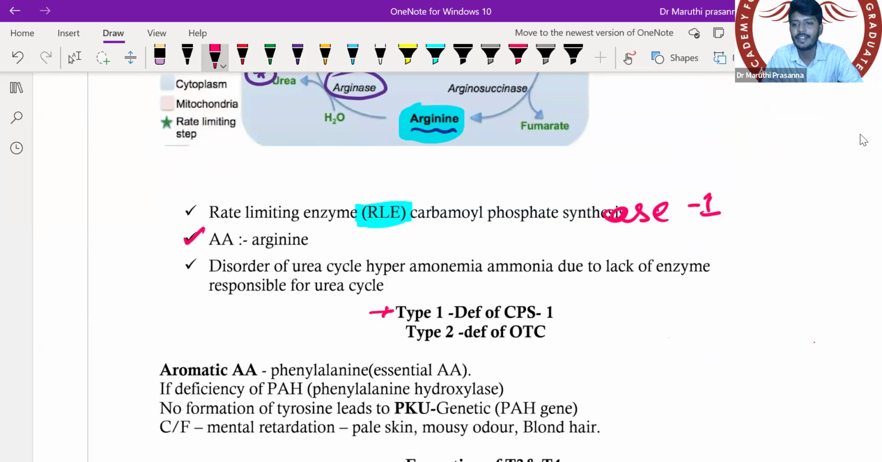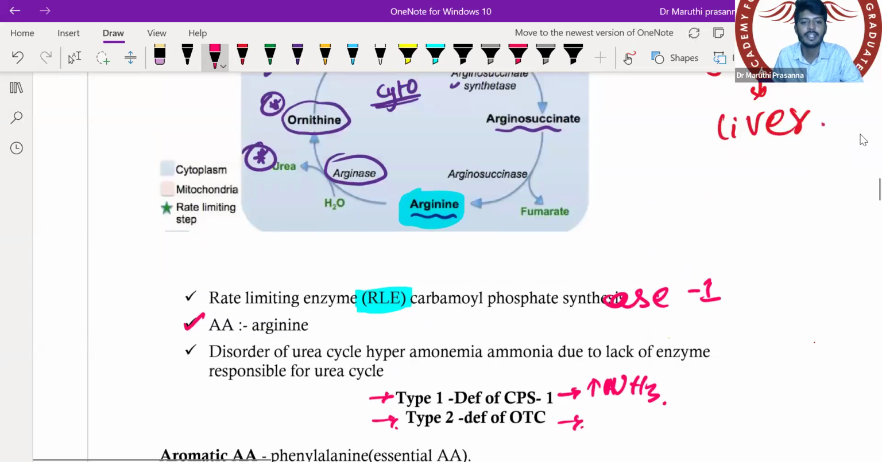Hyperammonemia type 1 is due to deficiency of which enzyme? CPS1. Type 2 hyperammonemia is due to deficiency of which enzyme? Ornithine transcarbamylase. So, if there is a deficiency of CPS1, there is an increase of ammonia. If there is a deficiency of OTC, let's see.